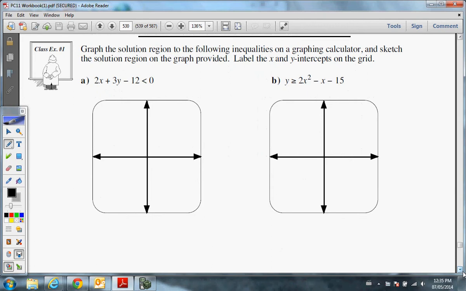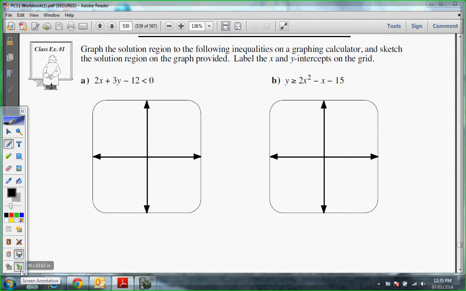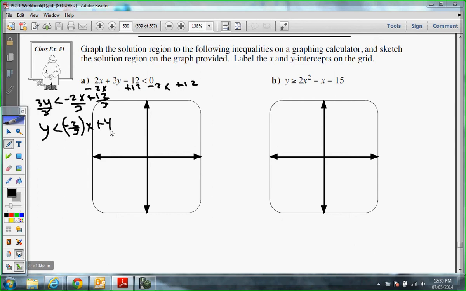Okay, so this one, I need to solve for y. So I need to subtract 2x, add 12, add 12. So now I have 3y is less than negative 2x plus 12. Divide by 3. Okay, y less than negative 2/3. When you put it in your calculator, put that in parentheses, x plus 4. Okay, so go ahead and you do that now. I know what the graphs look like, so I'll put those up in a second. This one, I don't have anything to solve for because y is by itself, so I just put that in my calculator. Okay, so go ahead and try those on your own.